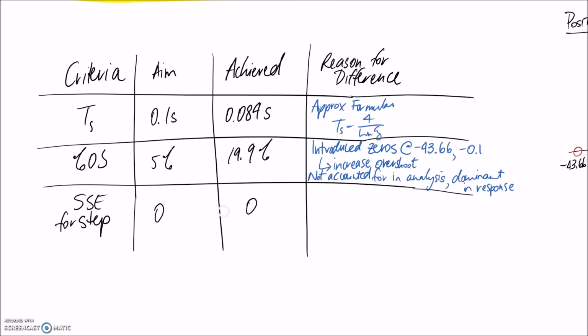The last one was our steady state error for the step. We saw that we actually achieved our aim perfectly, so obviously we don't need to account for the difference there. So that's all there is for this video, and I'll see you in another one.